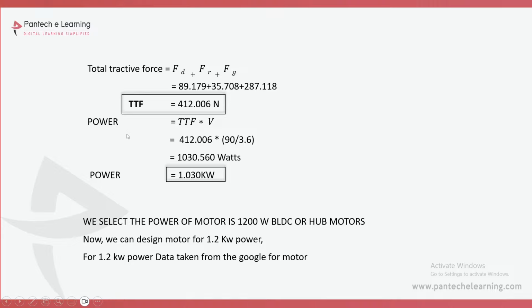So now I get the power. Power means TTF into V, so 412 into 90 by 3.6, which gives 1030.560 watts. I just convert it into kilowatts, because in the market you have to buy the products in kilowatts. So dividing by 1000, power equals 1.030 kilowatt.